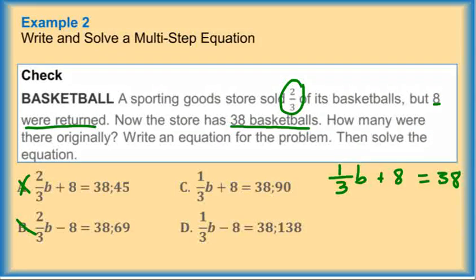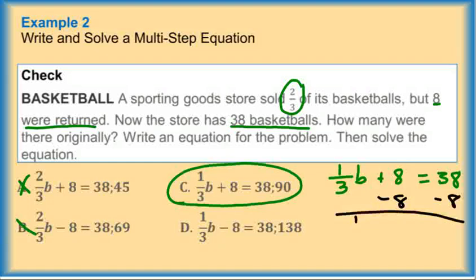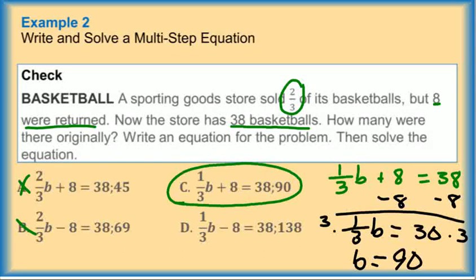C and D both have 1/3, but one of them says I'm subtracting 8. They didn't lose 8 more, they gained 8 more after they sold a few. So the correct answer would be C. And then how did they get that 90? All they did was solve for B. And to solve for B, they subtracted 8 on both sides, and you get 1/3 B equaling 30. The opposite of dividing by 3 is multiplying by 3. And that's how we get the basketballs at a total of 90.